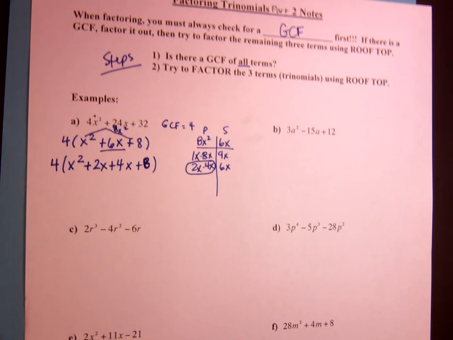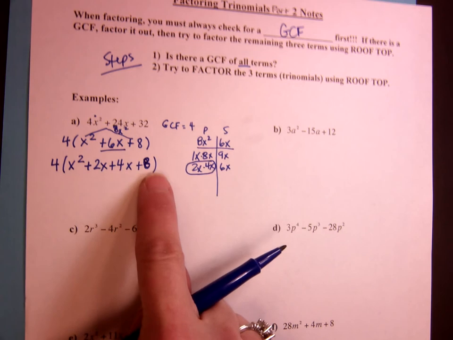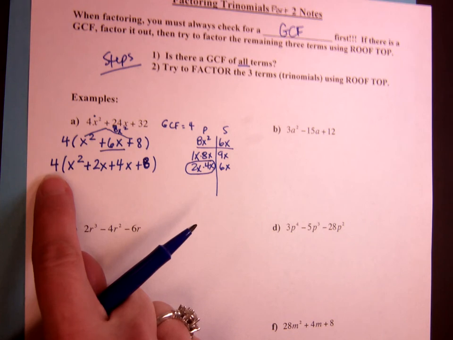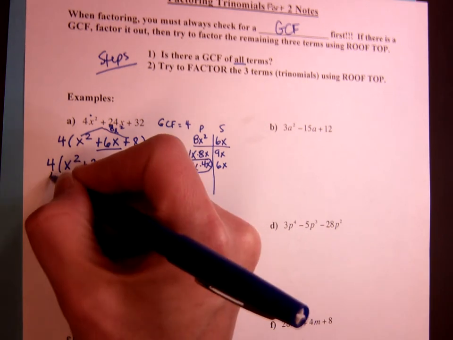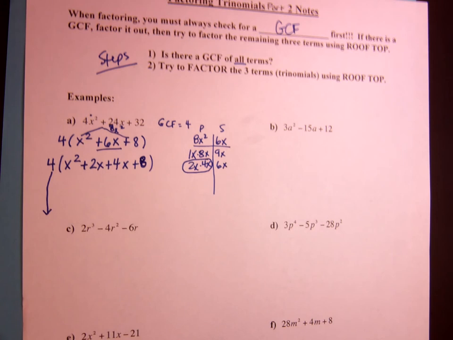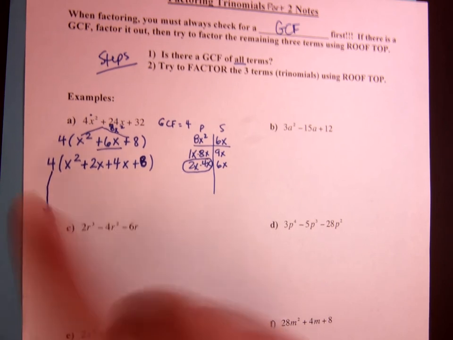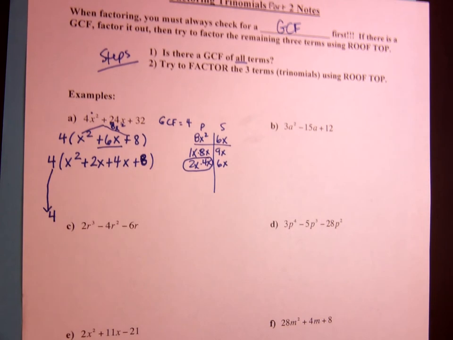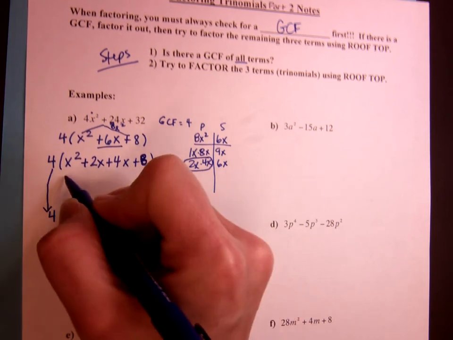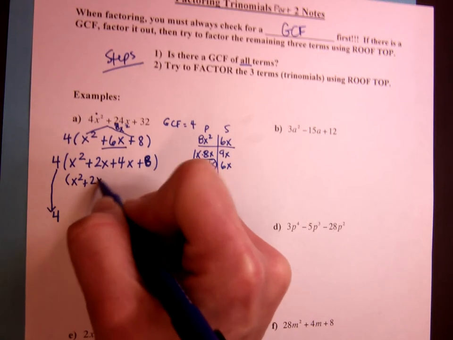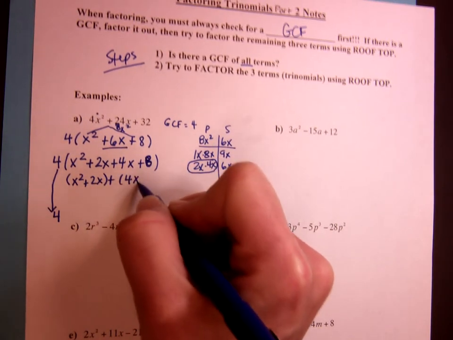Now what we need to do is break this up into 2 parentheses. The problem is we don't want to get that 4 confused with anything, so what we're going to do is just draw an arrow. We've got to keep it in our answer, but we don't want it to get confused with any of the greatest common factor work that we're doing when we're trying to rooftop. So we're just going to draw an arrow and write the 4 down first, because if you don't, you will forget about the greatest common factor, and it is part of your answer. So let's go ahead and do parentheses for the first 2 terms and parentheses for the last 2 terms.